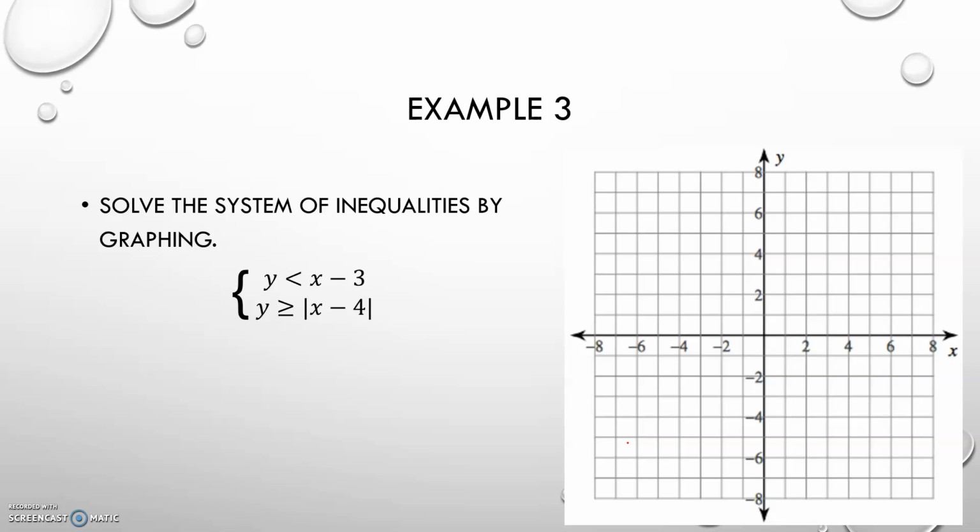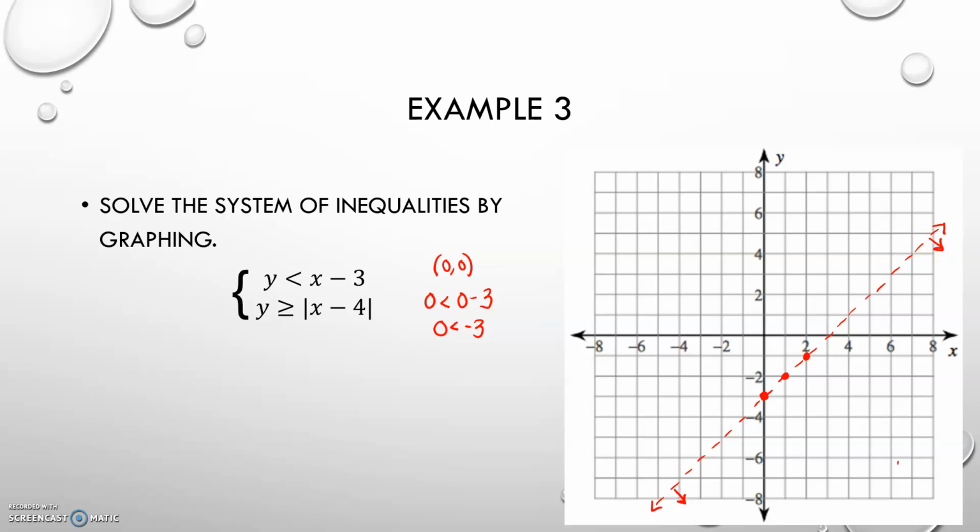All right, last one. So if I graph this first line, I've got a y-intercept of negative 3 and a slope of 1. No line underneath it, so it's a dotted line. And then I've got 0, 0. So 0 is less than 0 minus 3. 0 is less than negative 3. Not true. Shading this direction.